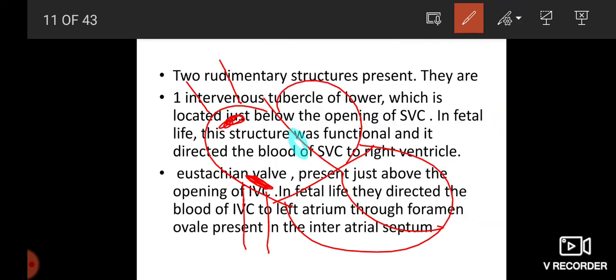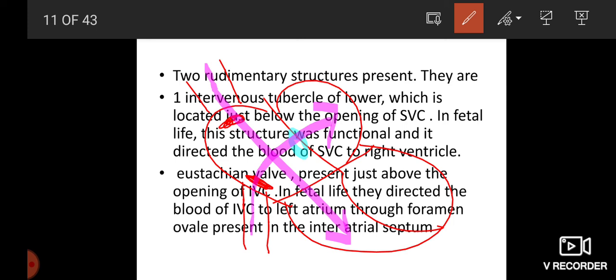So the function of this intravenous tubercle of Lower was to direct the SVC blood, that is, superior vena caval blood, into the right ventricle directly, and the inferior vena caval blood is directed to the left atrium through the foramen ovale by the eustachian valve. So this eustachian valve is directing the inferior vena caval blood into the left atrium through the foramen ovale. This is what is happening in fetal life.